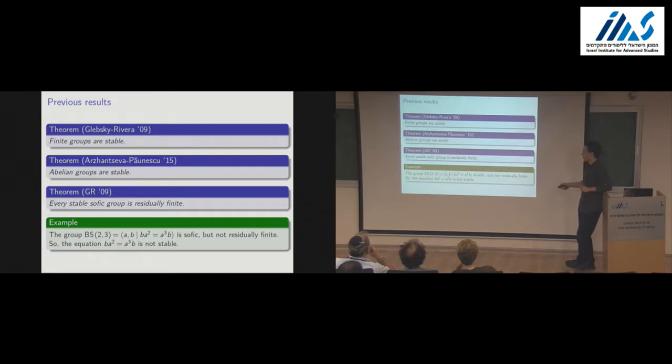Okay. Let's take an example of this negative result. This group, Baumslag-Solitar 2-3, is defined by a single relation, b a squared equals a cubed b. It's known to be sofic. It's also known not to be residually finite. So this equation, b a squared equals a cubed b, is not a stable equation. You have almost solutions to this equation which are nowhere near solutions. So from group theory, I am able to say something about stability of an equation.